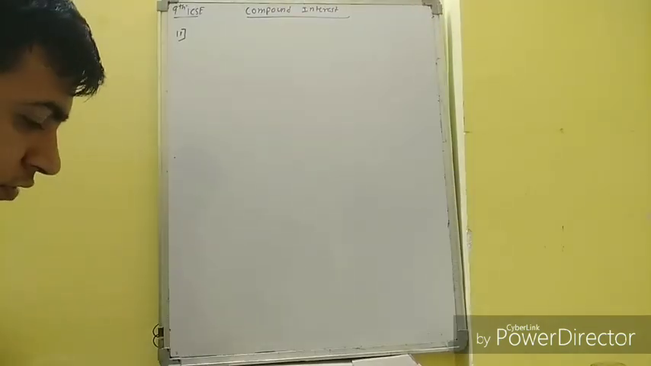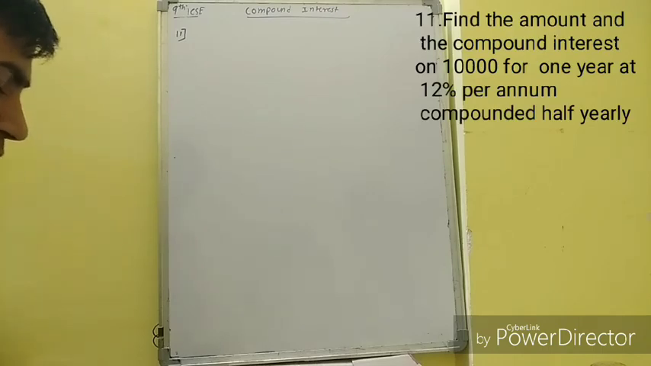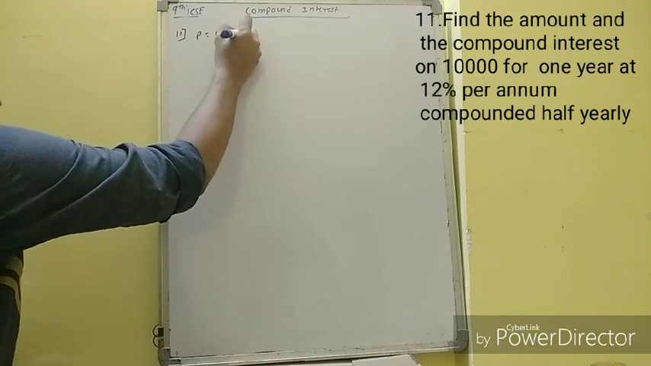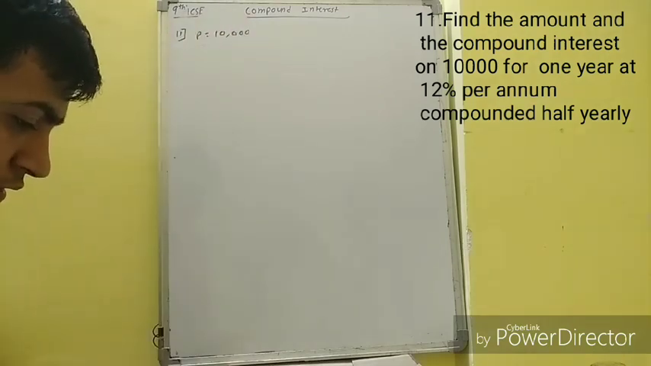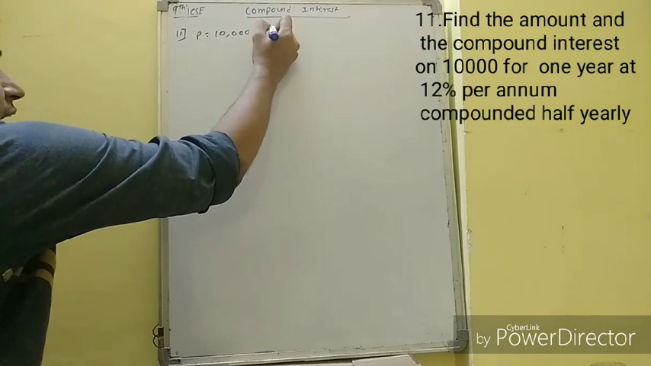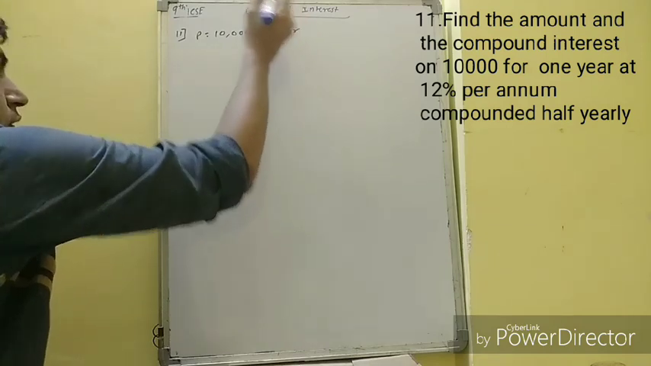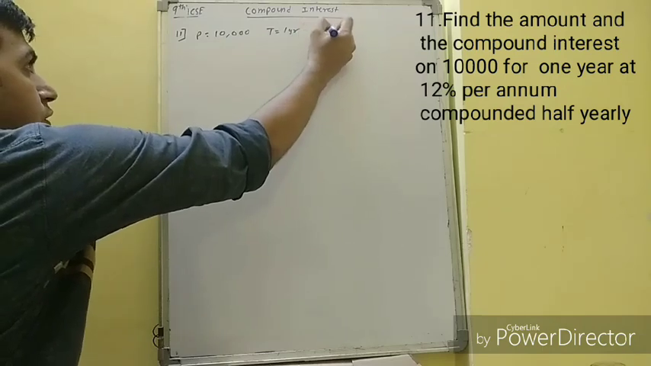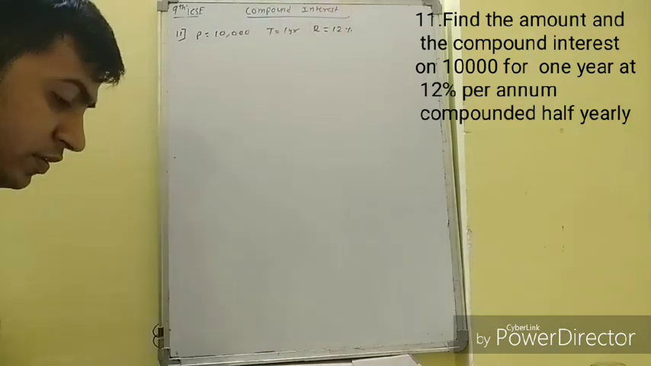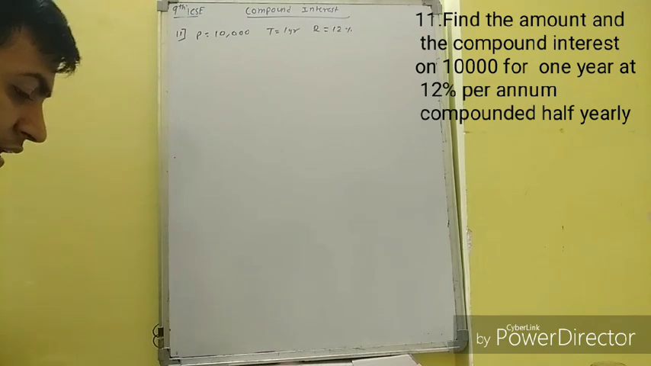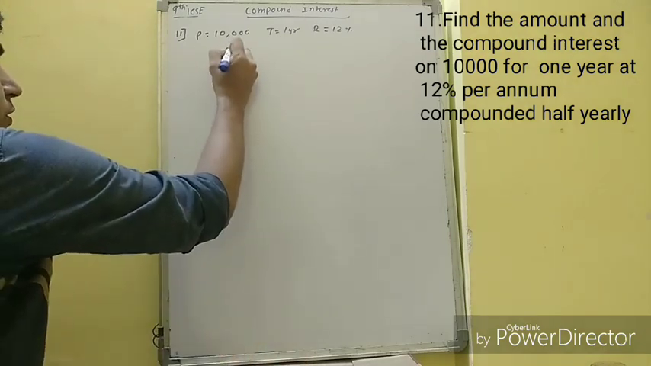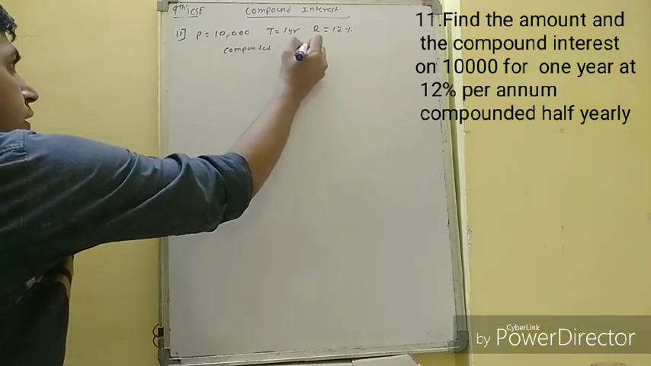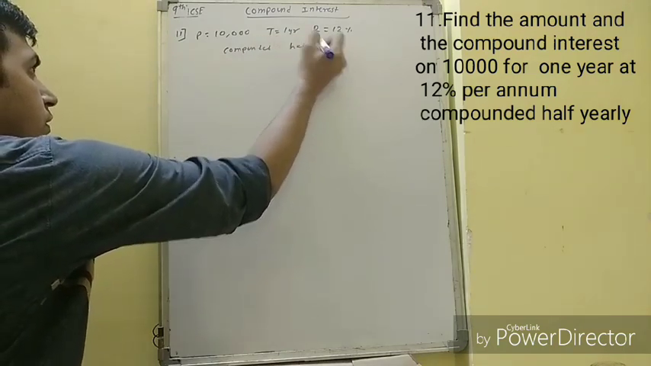Okay, in the 11th question we can see: find the amount and the compound interest on 10,000. Principal is 10,000. Okay, for 1 year, time is 1 year at a rate of 12%. Okay, compounded half yearly. This is very much important. Compounded half yearly.